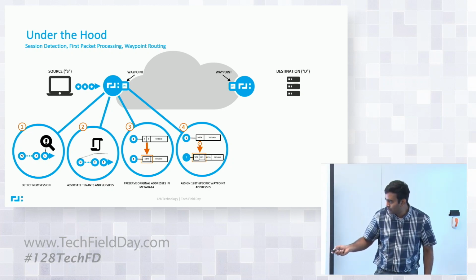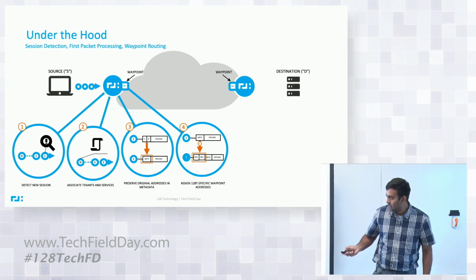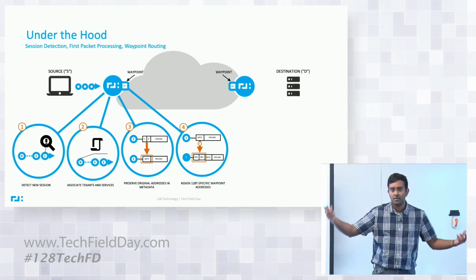So the metadata is put in. We preserve the original address in the metadata, and then we put the waypoint address. The waypoint is simply the source IP of the originator and the destination IP of the destination router.